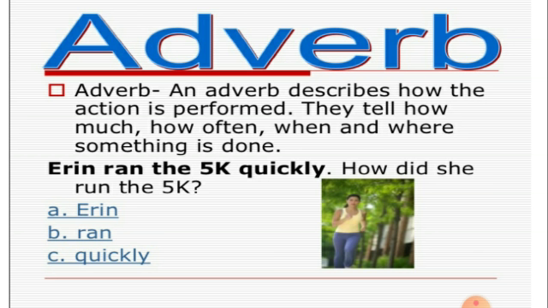Okay, next coming to the adverb. An adverb is a word that modifies a verb. Okay, so an adverb describes how the action is performed. They tell how much, how often, when, and where something is done. So, Erin ran the 5K quickly. How did she run the 5K? Quickly. Okay, next. He reads well.